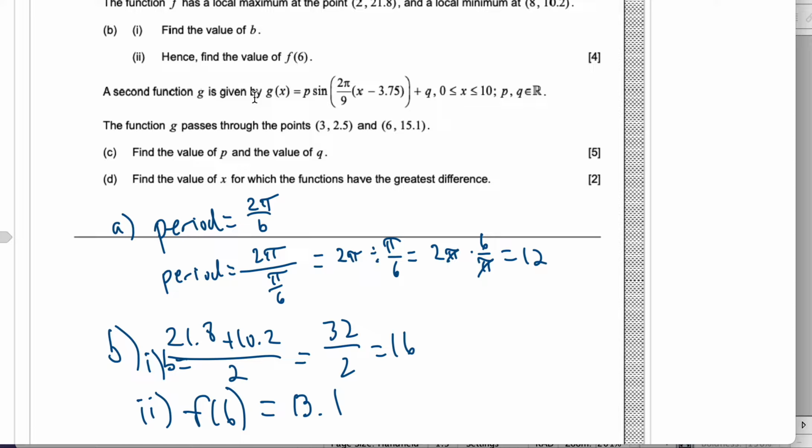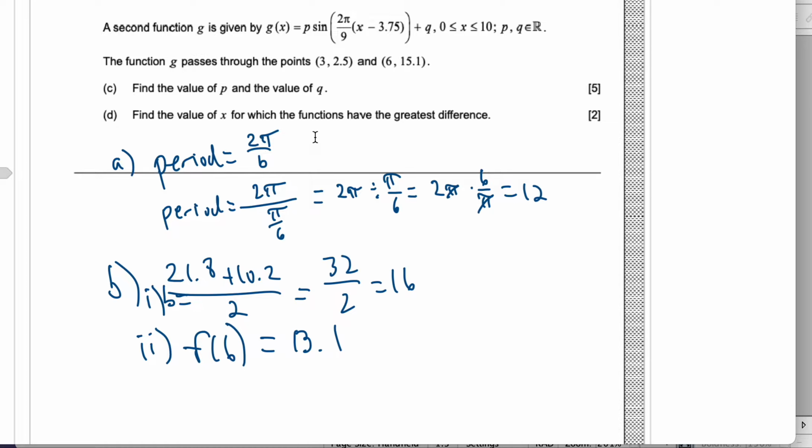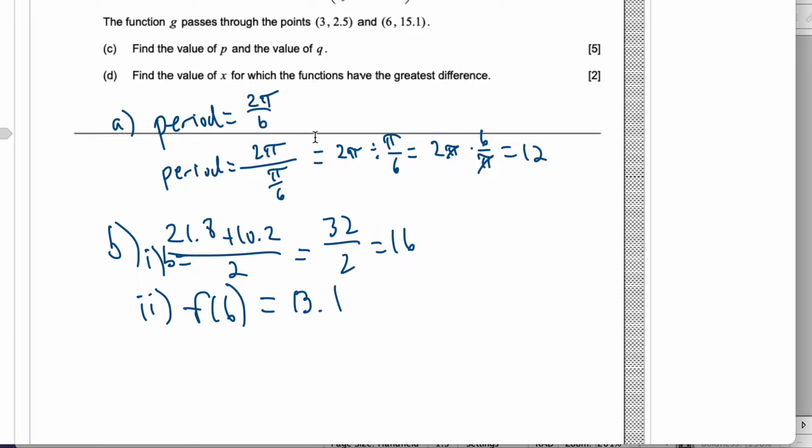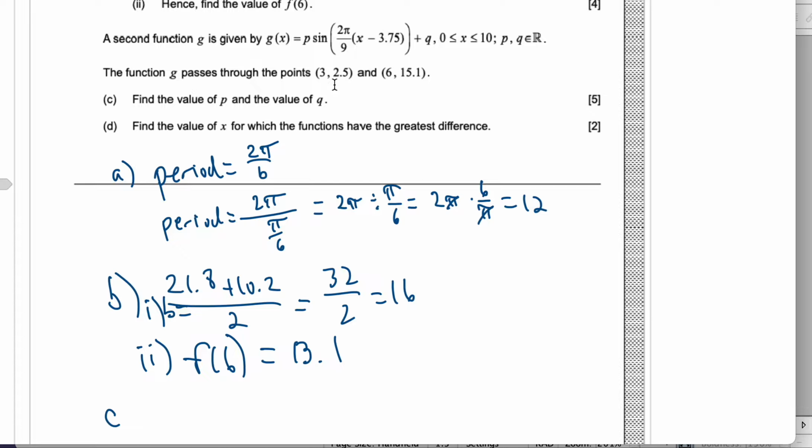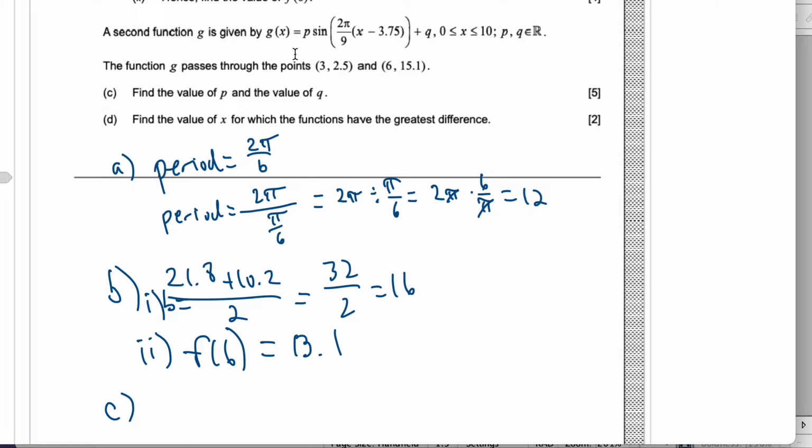So the next part, a second function g is given by this, and the function g passes through these points. So find the value of p and the value of q. In this one, let me just write it down here, C. Of course these are your x and y values, so this will get substituted into here, and that would make g of x be 2.5. So you technically have 2 equations. In this case I would get the method marks because it looks quite ugly what we need to do here, and it's out of 5 marks, so definitely you want to be showing your work here.